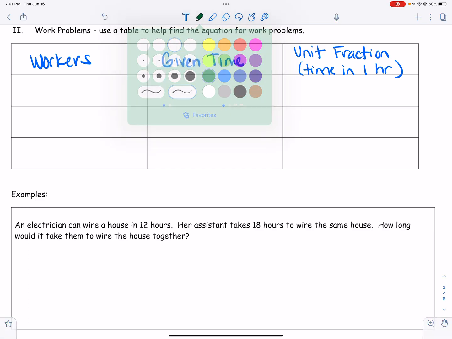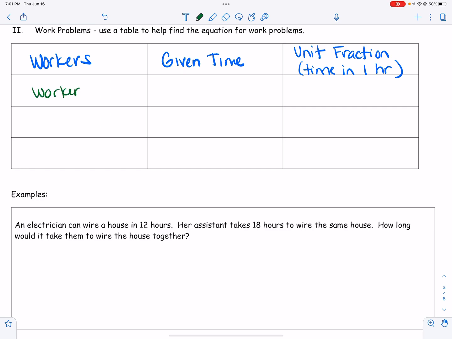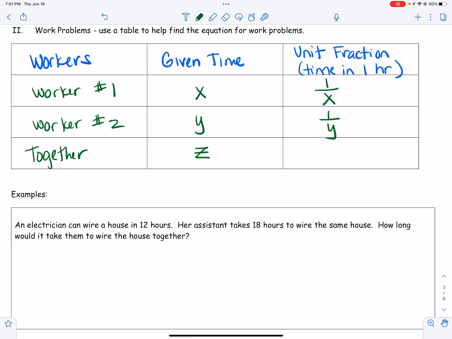So in our column we're going to have worker 1 or pipe 1 or whatever you have. They give you an X time, and then you're going to change that time into 1 over X. I'm just using variables here, but it'll make sense once we get actual numbers in here. Then we might have worker 2, with a Y time, and you'll change that into 1 over Y. Usually the last row is going to be the together time, and we'll say that together they can do the job in Z.